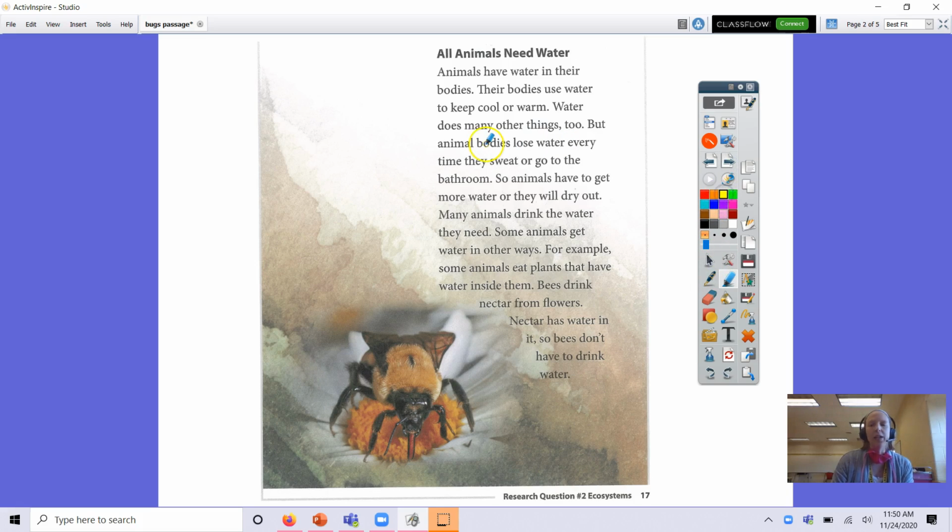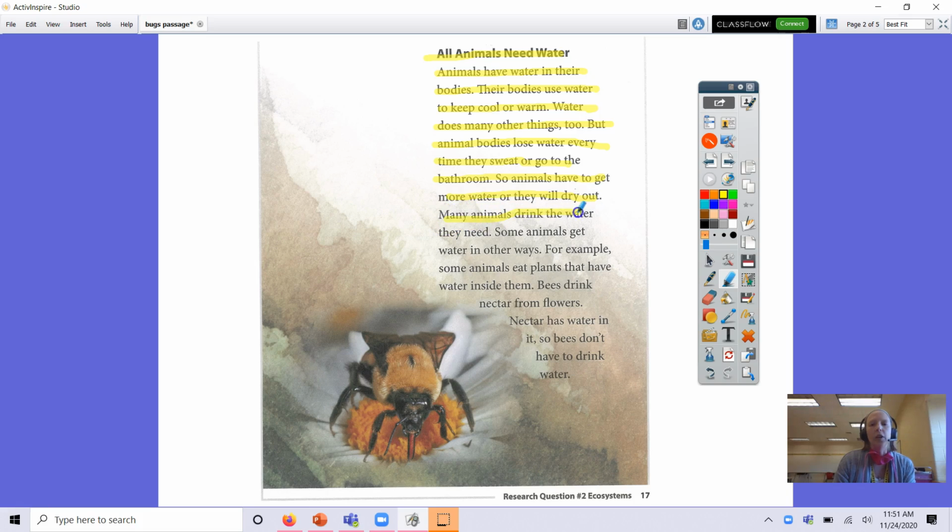Now I'm going to highlight in yellow as I read. This header is called All Animals Need Water. So on this page, all the text is going to have to do with animals and water. All animals need water. Animals have water in their bodies. Their bodies use water to keep cool or warm. Water does many other things too, but animal bodies lose water every time they sweat or go to the bathroom. So animals have to get more water or they will dry out.